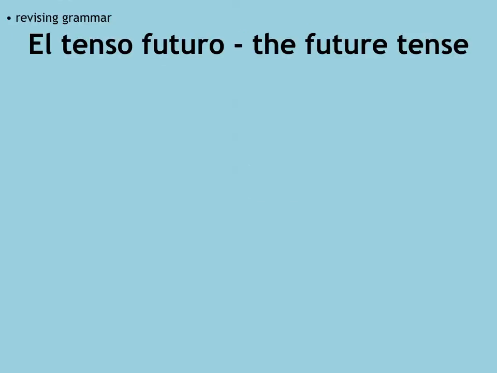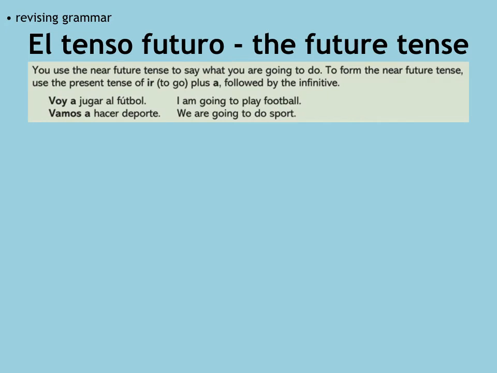Good. Next, a bit more grammar. This time the future tense. Now you did this very recently, el tiempo futuro. Okay, let's just recap. Let's remind ourselves. You use the near future tense to say what you're going to do. So we've just been talking in the present tense, saying I go to the bowling alley, you go to the beach. But this time I'm thinking to the future. So I'm going to play football. We are going to do sport.